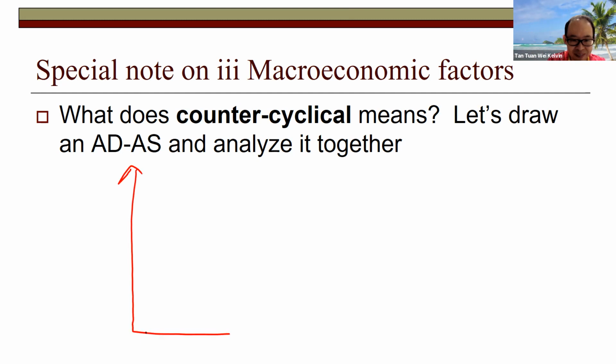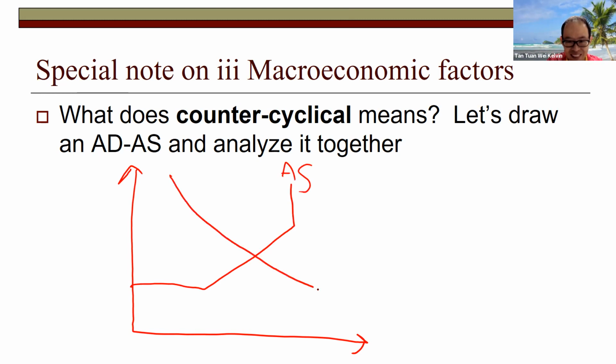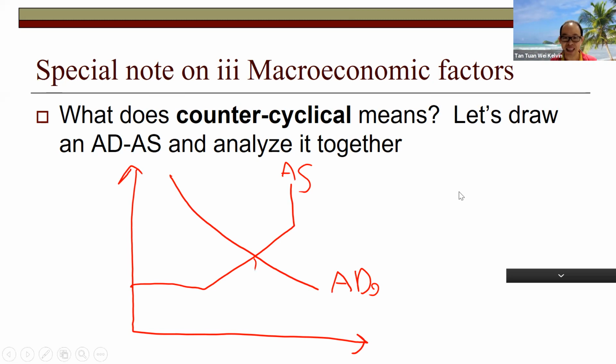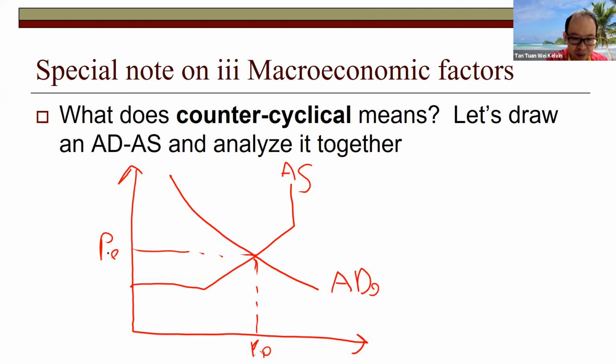I'm going to draw it here. As I'm drawing, can you draw with me? Let me switch this window to the top. Can you see AD naught and AS? What do we mean by counter-cyclical?